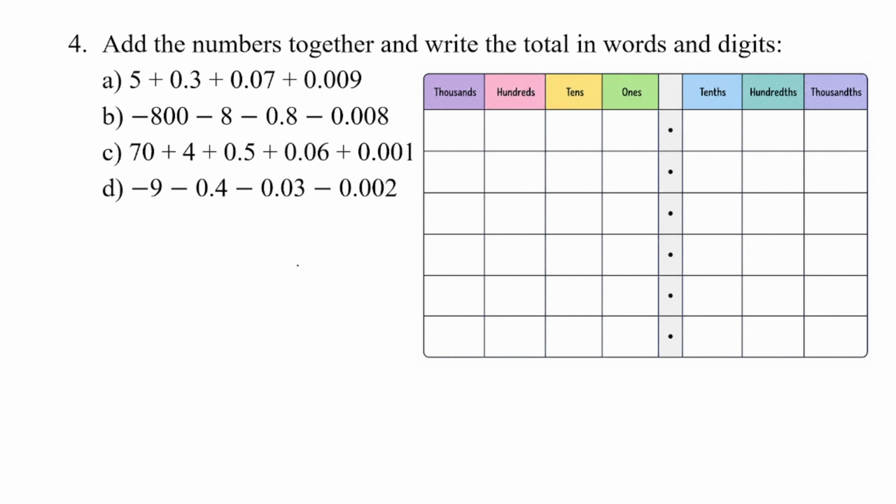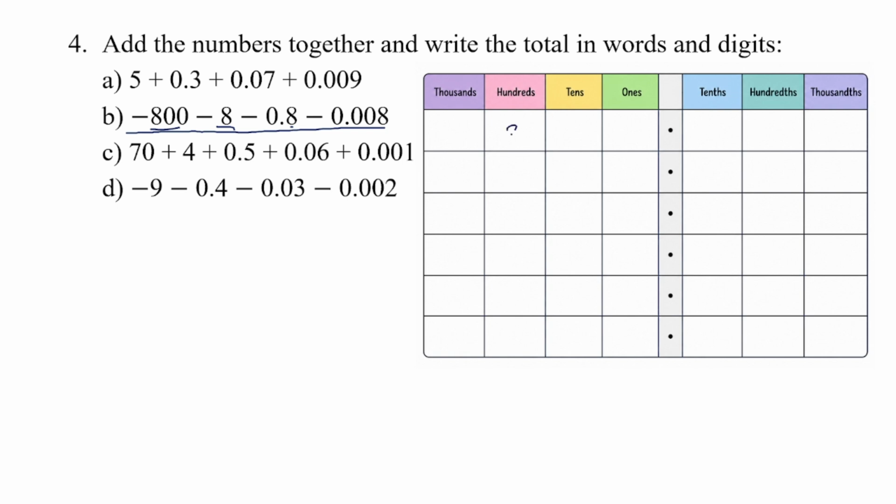The next one, right, how do we add negative numbers like this? So when adding negative numbers, I would say the best and easy method to do this is to ignore the signs and add the numbers, and then once you have added, put the sign of those numbers to your answer. So we're going to add 800, 8, 0,8, 0,008, and then we find that answer, and then to that answer we just put negative. That's what you do when you're adding negative numbers.